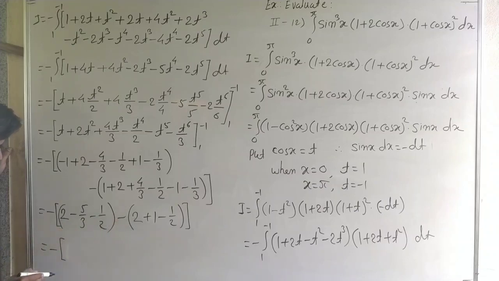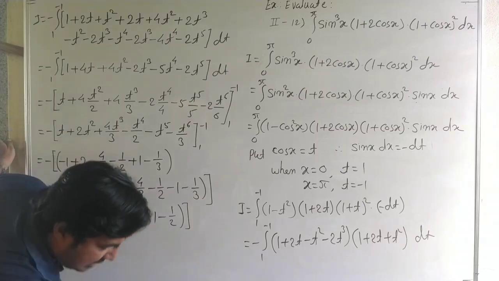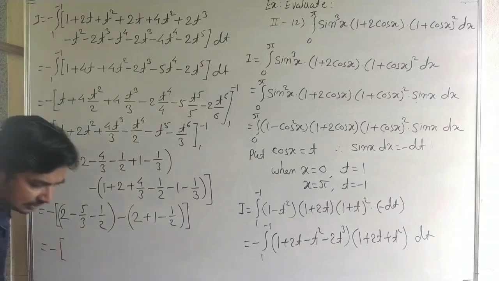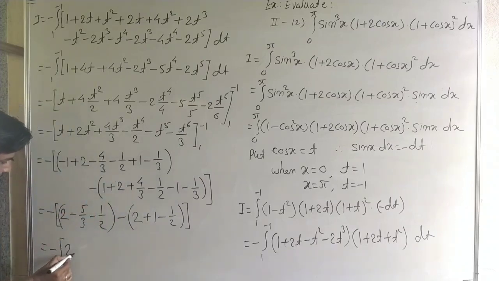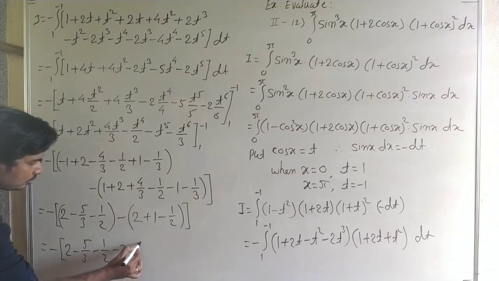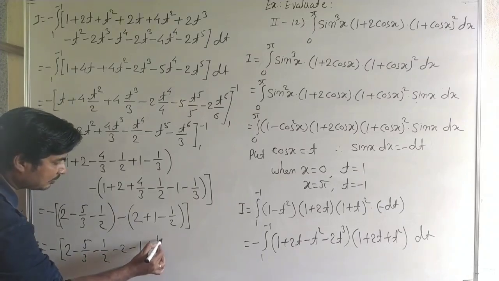Okay, now we calculate all, then it is minus, see carefully, here it is 2 and these 2 get cancelled, 2 and minus 2 cancel, again calculate, it is 2 and minus 10 and 3, it is minus 13. Okay, 1 minute, we take it separately. Okay, here it is 2 minus 5 by 3 minus 1 by 2 minus 2 minus 1 and plus 1 by 2.